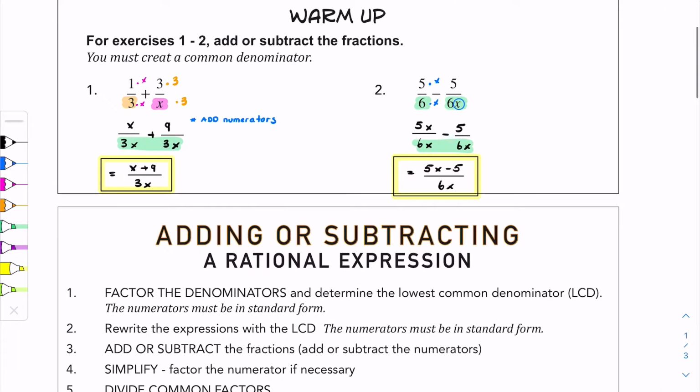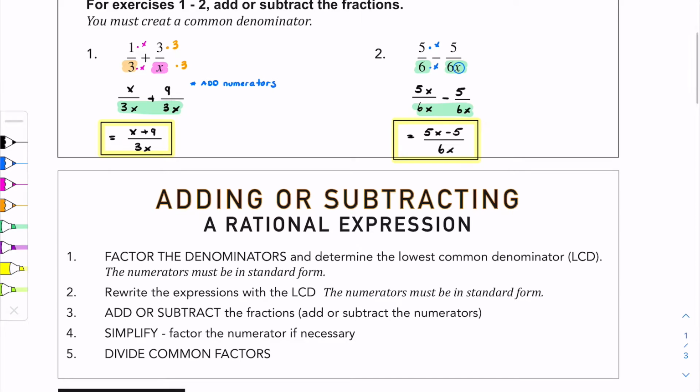So moving on to adding or subtracting rational expressions, there are 5 steps to this. The first step says to factor the denominators, and please pay close attention to these steps as they are all very important. So factor the denominators and determine the lowest common denominator. What's the smallest denominator you can make with all of the fractions? And you need to make them all the same.